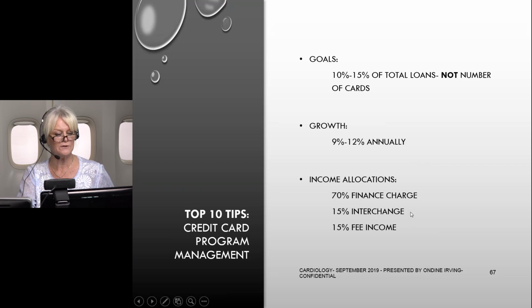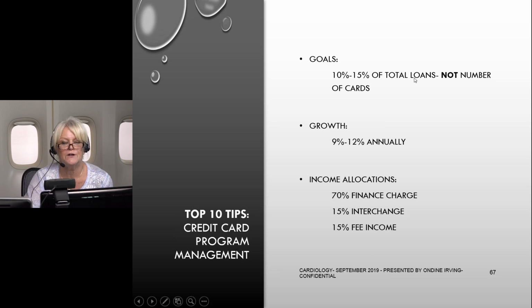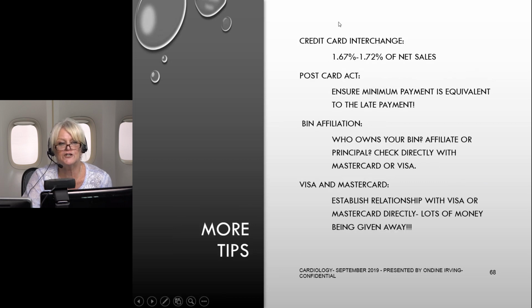And I'm going to close out these next few pages. These are the top 10 tips. We've got the goals. You want 10 to 15% of total loans. Your growth, you want to aim 9 to 12% annually. The income allocations are critical. If you don't track that, find out where you are by program. Your interchange, 167 to 172 of net sales. With the Post Card Act, ensure the minimum payment is equivalent to the late payment. If not, you are missing a boatload of fee income.